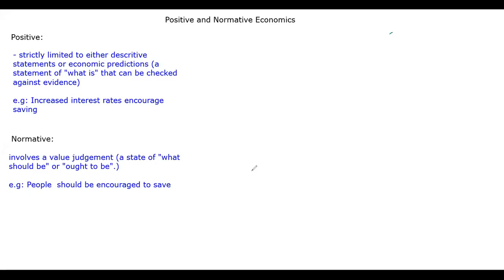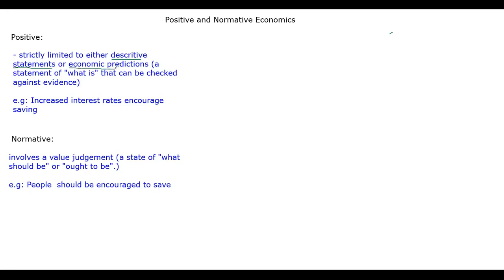So, a very small one on positive and normative economics. The biggest mistake a person could make here is thinking that positive statements are facts and normative statements are opinions. This is not like fifth grade fact and opinion going on. Positive statements are a little different from simply facts. If you read the definition, hopefully that will be clear, because they are limited to either descriptive statements, like this is this, or economic predictions.